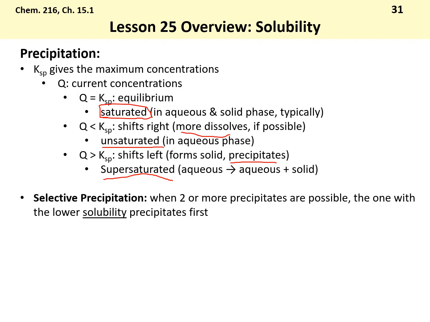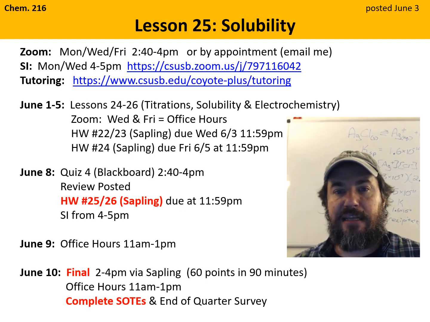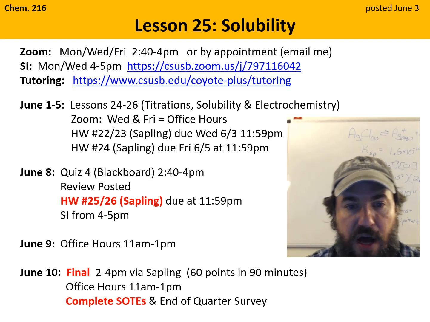All right, there's one other thing that they talk about in the book, and that's something called selective precipitation. We're not going to talk about that here, but what happens if I have a bunch of different ions and I can form more than one precipitate? The one that usually precipitates first is the one with the lowest solubility, right? Because it's the one that really wants to form a solid the most.